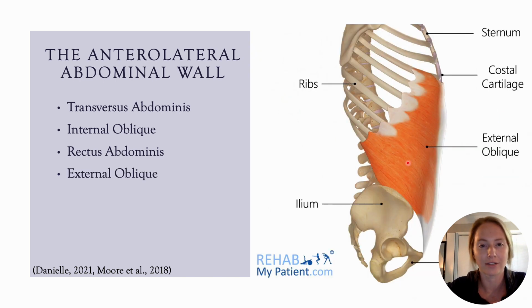Lastly, we have our external obliques. They're more superficial, and they originate on the external surface of the 5th to 12th ribs, which you can see right up here. And then they're going to insert on the linea alba. I wish I had a better picture here. You could see how they attach right to that linea alba between the rectus bellies.